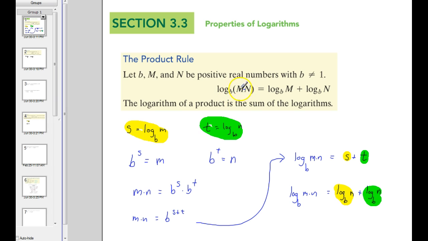As long as you have multiplication in here, you can change that to addition. We have now two logs, the log of the first value and the log of the second. Okay, so that's the product rule.